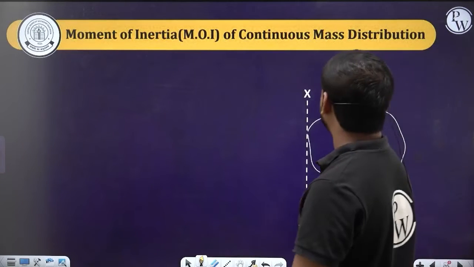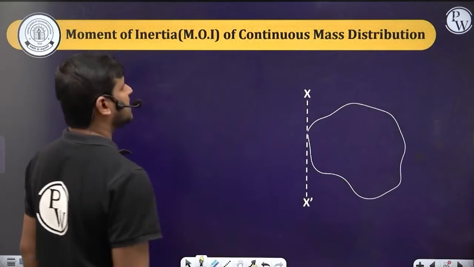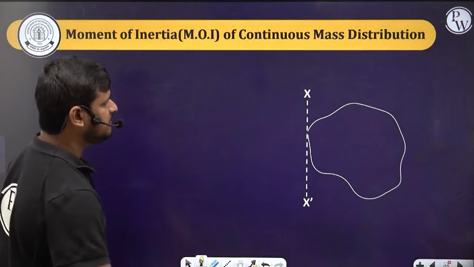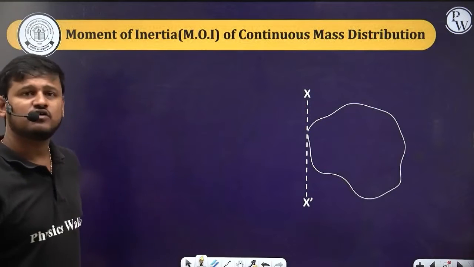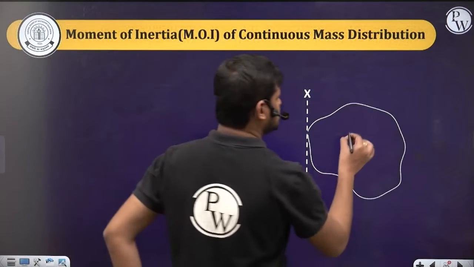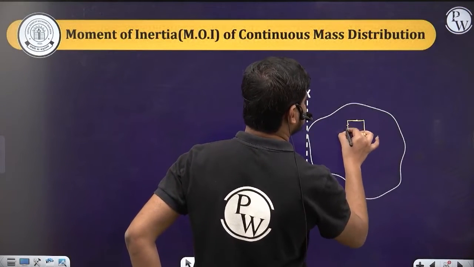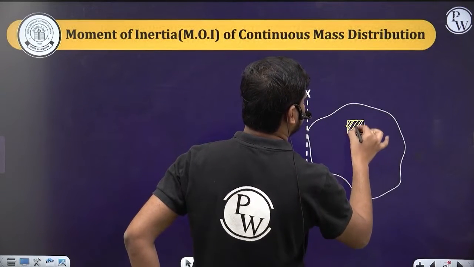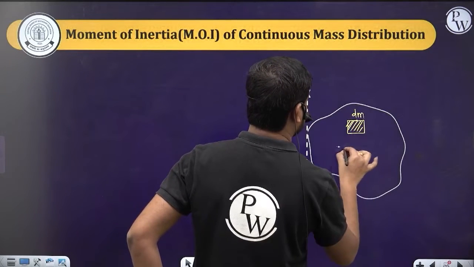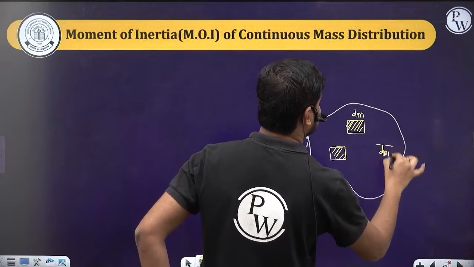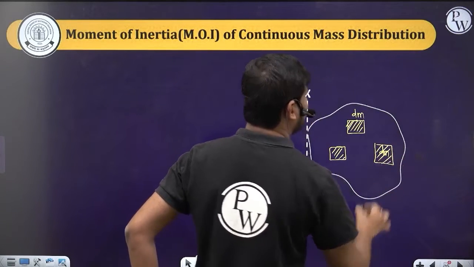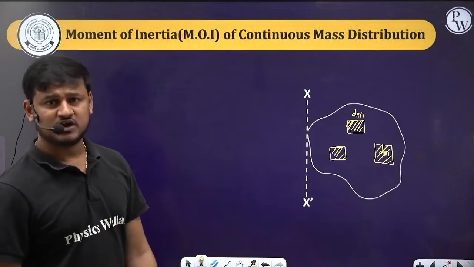So now, the moment of inertia of a continuous mass distribution. If it is an irregular continuous mass distribution and you have to find the moment of inertia, what we do is cut it into different parts. Like this is some dm mass, and this is another dm mass, and another dm mass. So we cut it into n number of parts and we find the moment of inertia of each one.